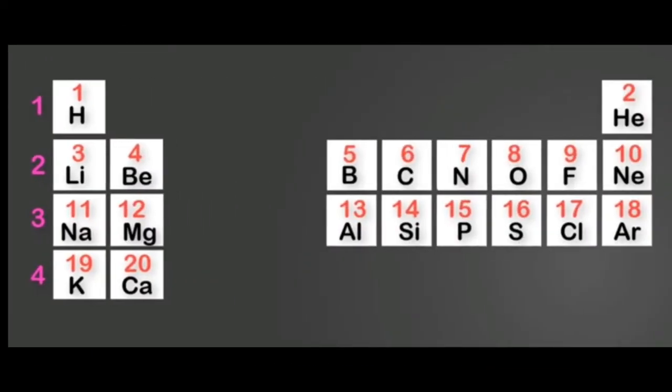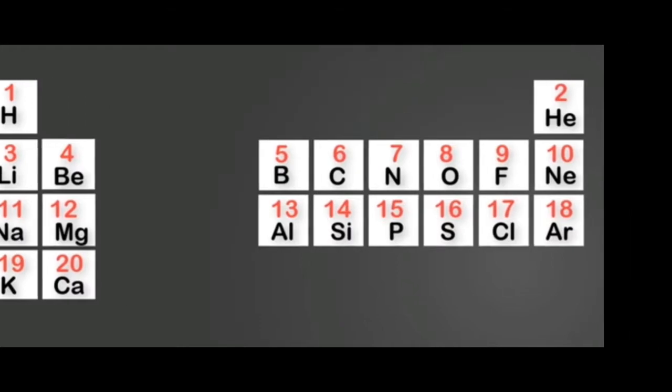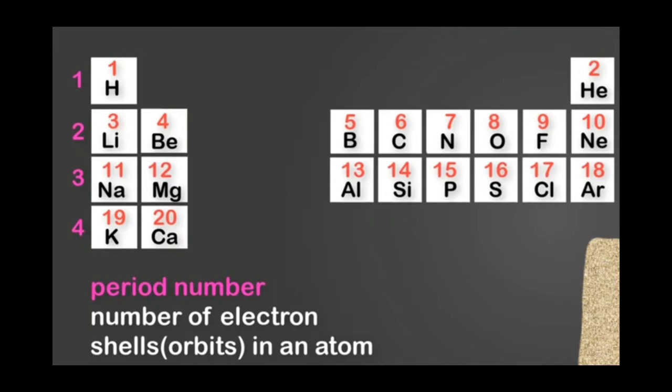Now, let's learn about the significance of the period. You know that totally we have 7 periods or rows. Let's take the first 4 periods. What does this period number tell us? It tells us the number of electron shells present in an atom. We can predict the number of shells even without drawing the electronic structure.